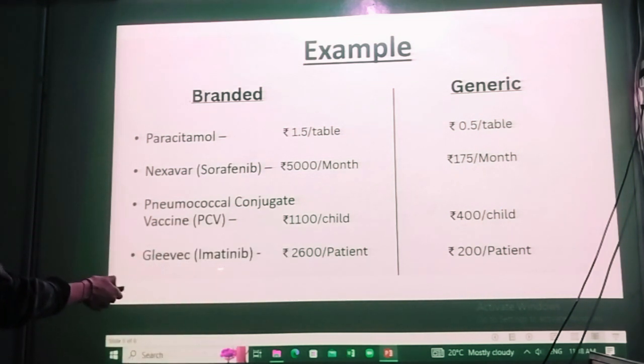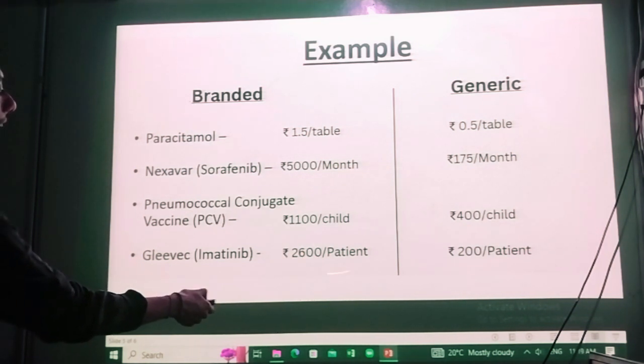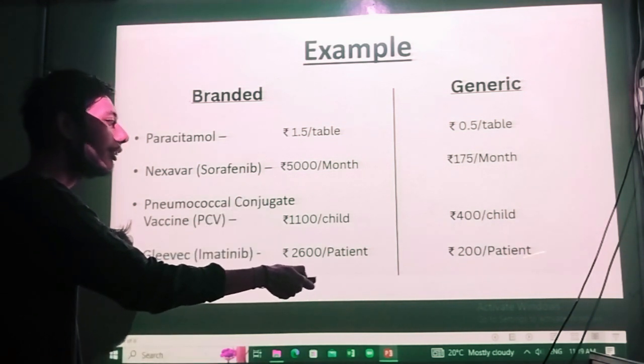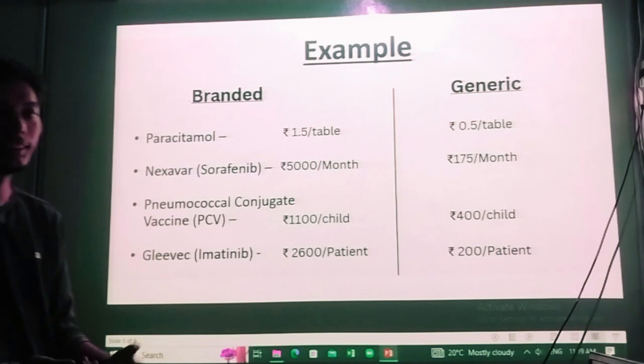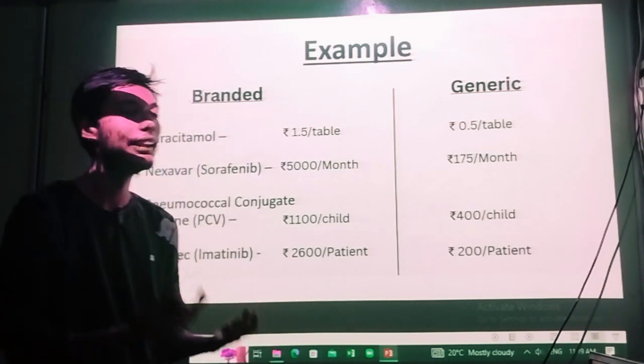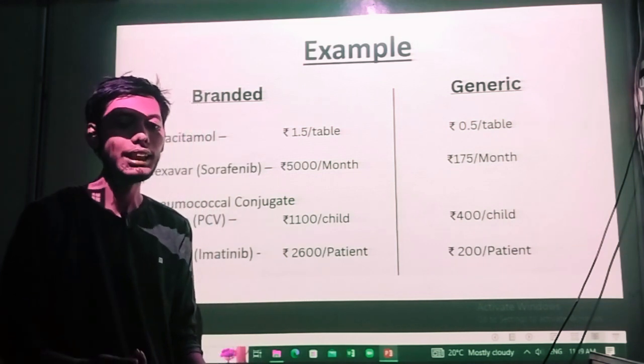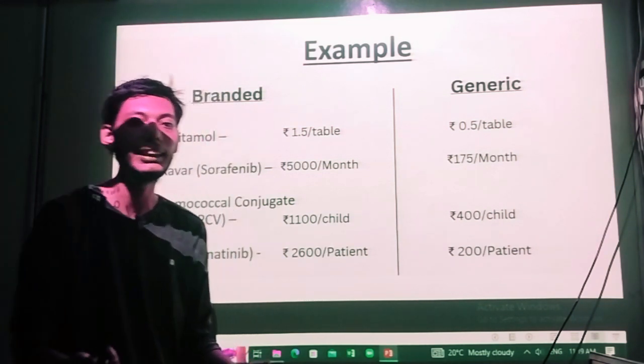And here, this is a respiratory disease medicine. It costs 2,600 per patient, but the generic counterpart only costs 200. So we can see it is much cheaper and more available to the society, to the patients.